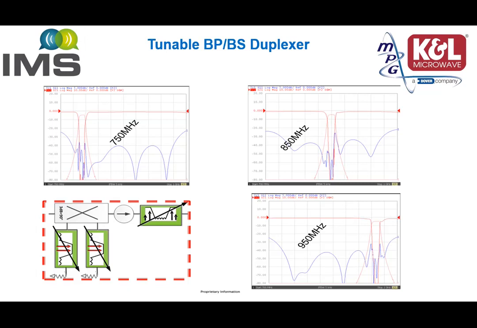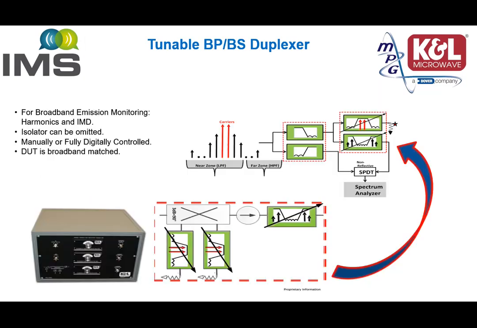Top left is the data, and data from memory, of a bandpass bandstop at 750 MHz, then at 850, and then at 950 MHz. All along, this unit can cover from 700 to 1000 MHz. This unit, bottom left, consists of 3 tunable knobs, and it also allows you to measure the harmonics up to 4 GHz. It is available as a demo upon request.